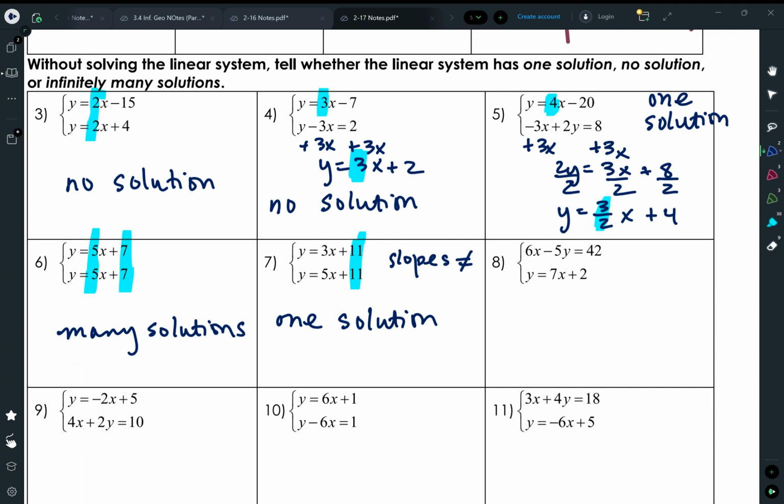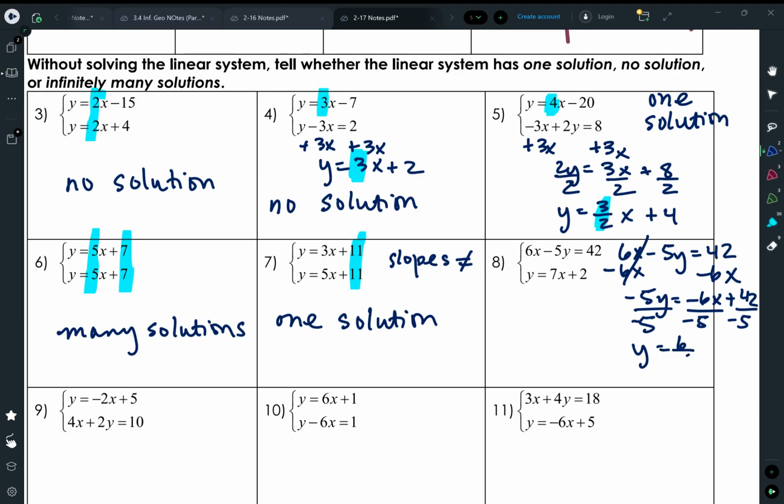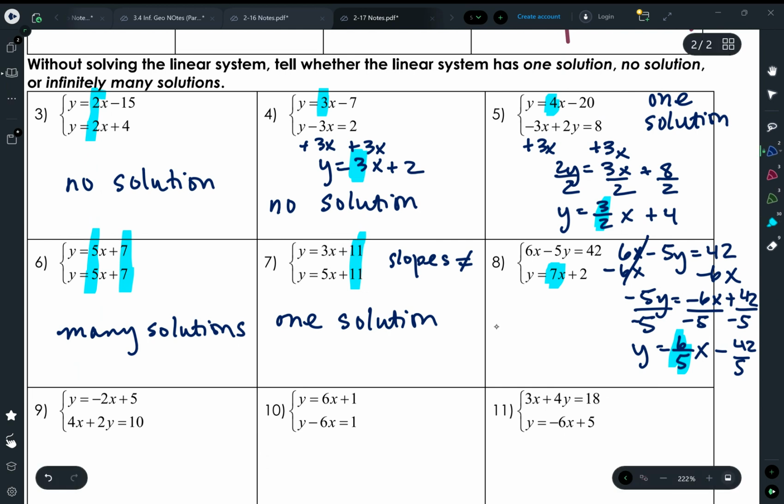I also have to do work on 8. My first equation needs to be solved for y. So I would first subtract 6x on both sides. And then I'm going to be dividing everything by -5. So I have y equals 6/5 x minus 42/5. Again, my slopes are different. So if my slopes are different, it is one solution.